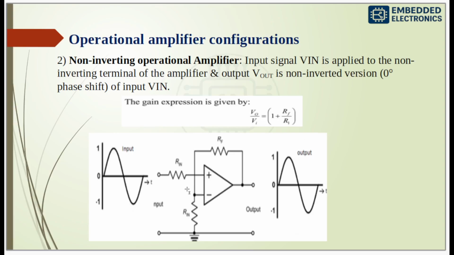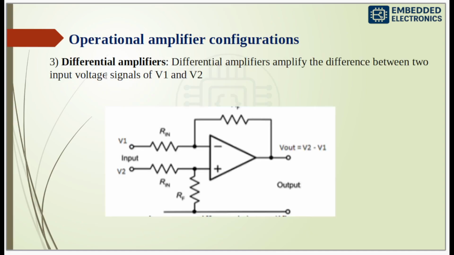So input signal V in is applied to the non-inverting terminal, meaning here we applied it to the plus, and the output V out is the non-inverted version, meaning a 0 degree phase shift of input V in. Here you can see that whatever input you have given, you got the same output. There is no phase shift. The gain expression is given by V out divided by V in equals 1 plus Rf by R1.